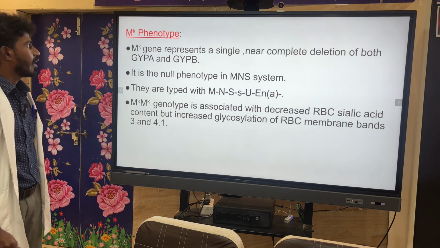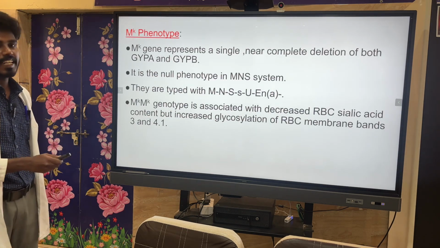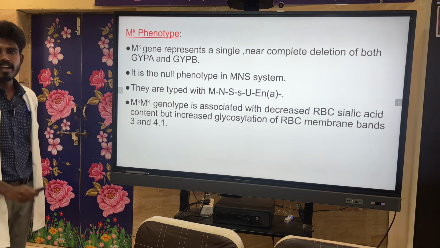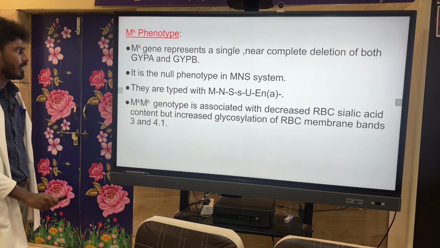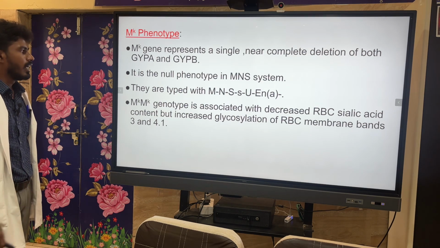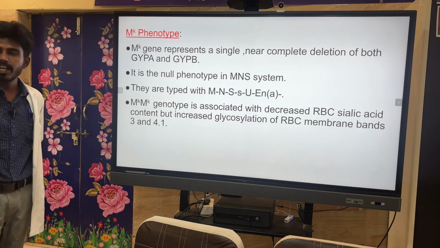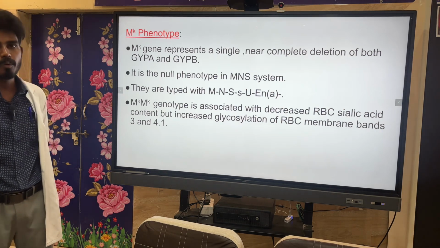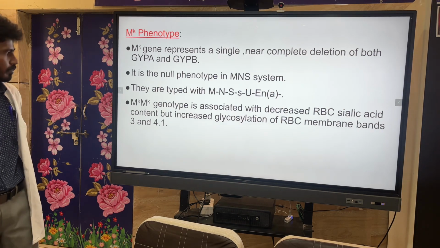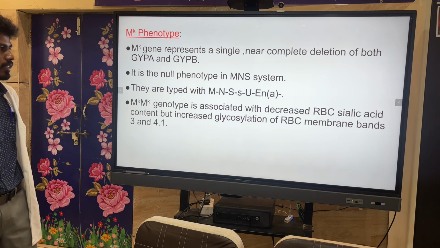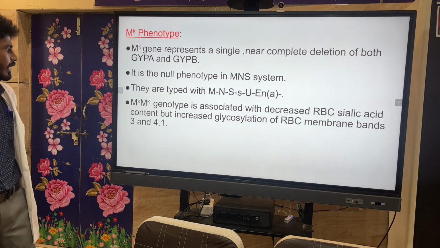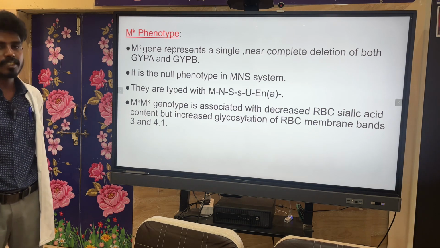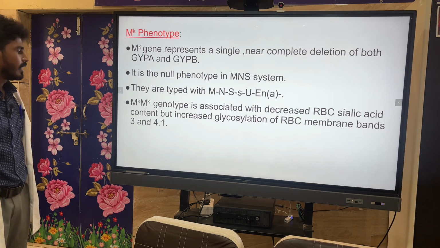The Mk phenotype is opposite to the En(a) negative phenotype. It is a deletion of both glycoprotein A and glycoprotein B. It's a null phenotype in the MNS system. These cells type as M negative, N negative, capital S negative, small s negative, U negative, En(a) negative. The Mk genotype is associated with decreased RBC sialic acid content but increased glycosylation of RBC membrane band 3 and 4.1.